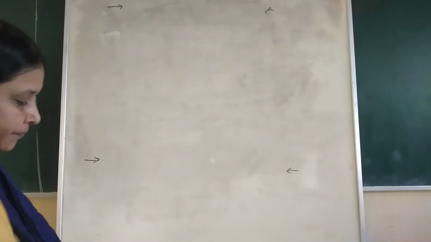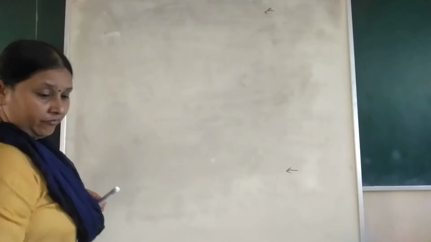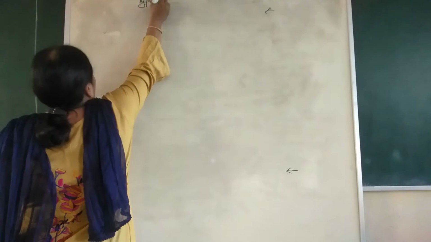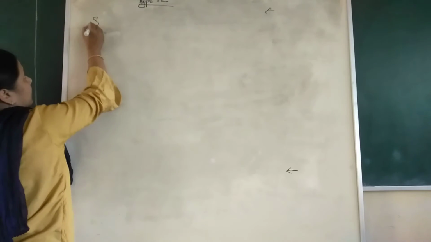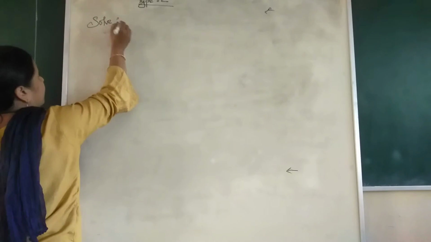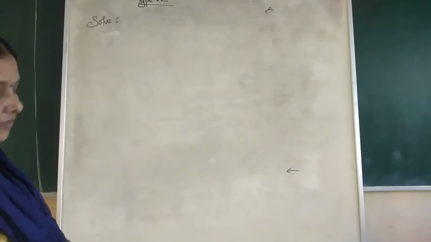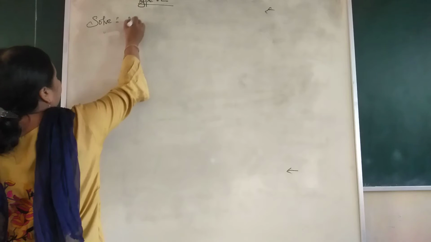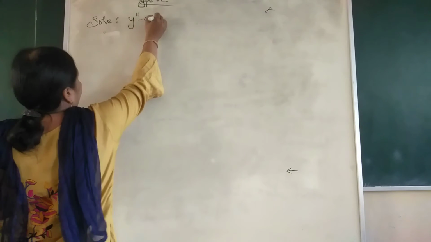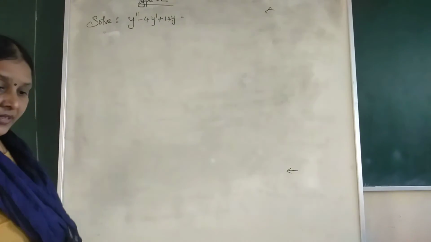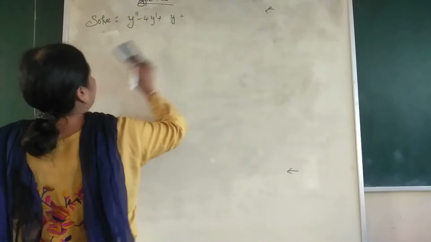Okay, so let us consider a new problem on type 2. The question says, solve y double dash minus 4y dash plus 13y equal to cos 2x.